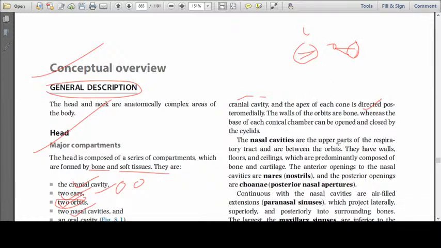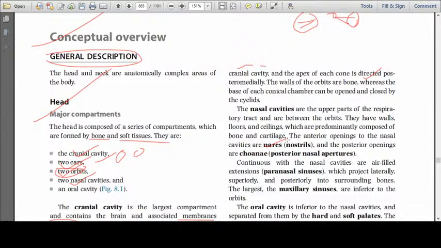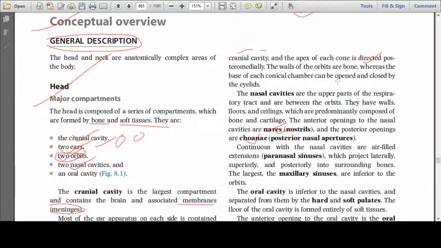The nasal cavities are the upper part of the respiratory tract, and in between the orbits they have walls, floors, and ceilings which are predominantly composed of bone and cartilage. The anterior opening of the nasal cavity is the nares, and the posterior opening is called the choanae. The choanae are basically a collection of three bones.